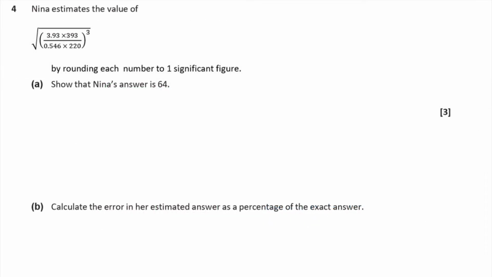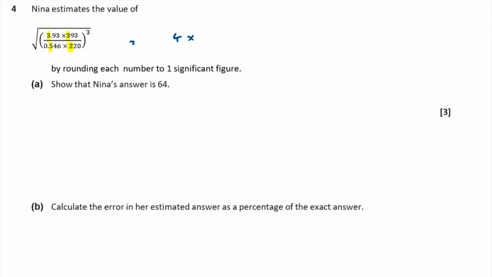Okay. Question 4. Nina estimates the value of that horrendous sum there by rounding each number to one significant figure. Show that Nina's answer is 64. Okay, so if I'm going to round this one off to one significant figure, then I'm just going to highlight the first significant figure of each number. Okay, so from the 3.93, you can see that the first significant figure is the 3, so that's a unit. So I'm going to round off to the nearest unit. So 3.93 to one significant figure is going to be 4.